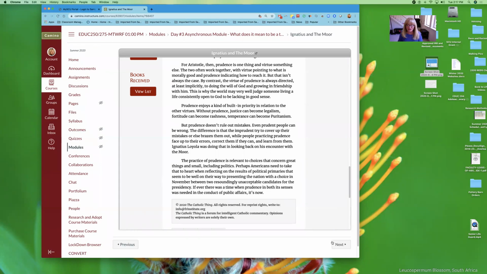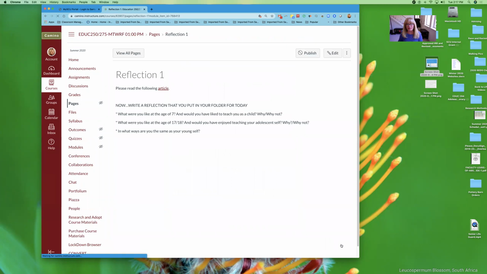So I'm going to go to the next step. It's right here. And this is where you're going to write a reflection. You've learned about what St. Ignatius's life was like when he was young. So now I want you to think about your own life. You're going to put it in the folder on Google Drive. You each have a Google Drive folder, so you'll need to create a folder for day 3, and you can put your reflection right in that day 3 folder.